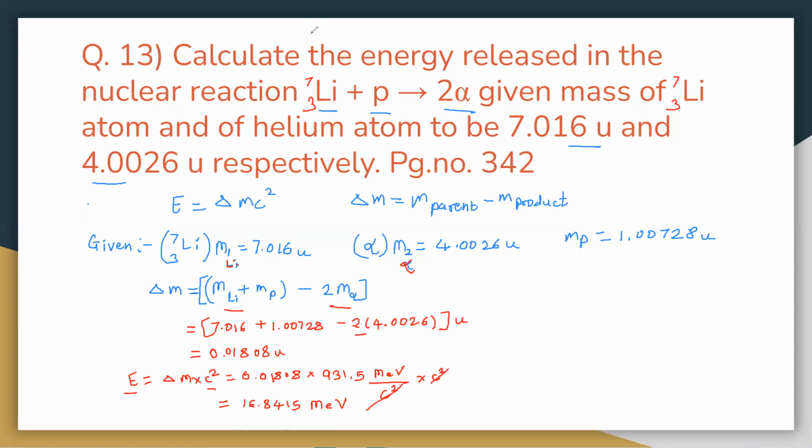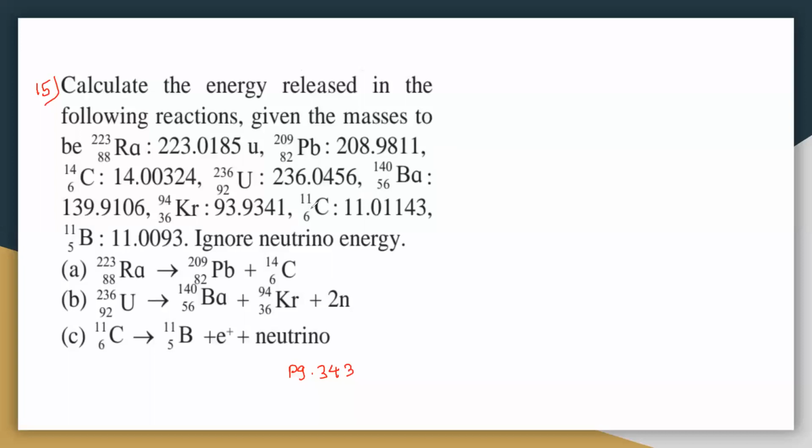Now, next question. So here calculate the energy released in the following reaction. So three different reactions are given. Reaction 1, nuclear reaction 2, nuclear reaction 3. And here individual mass of each nuclei is given. So here as mass of atoms are given, their atomic number and everything is given. Z value is also given.